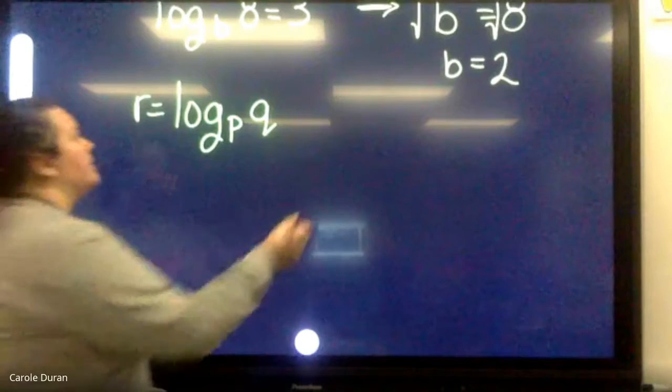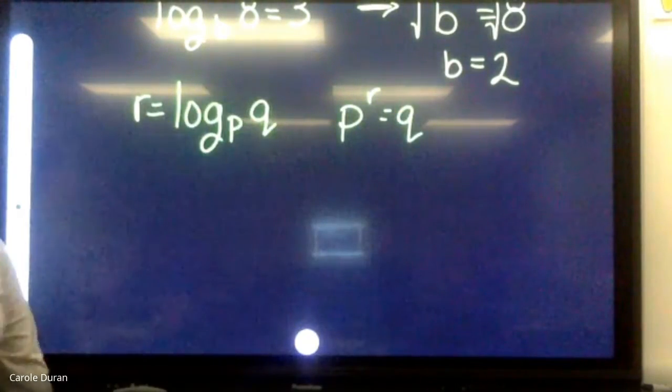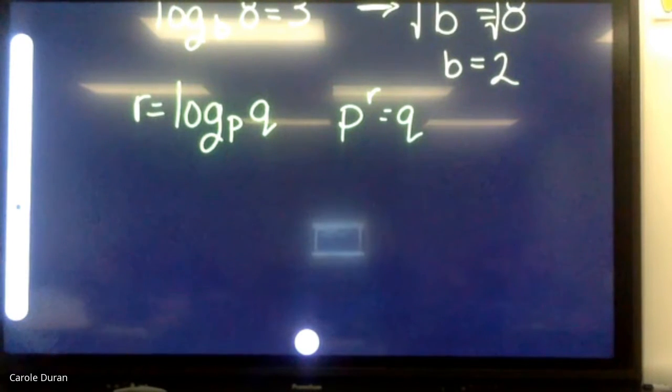p to the r equals q. I cannot solve this one clearly because I don't know what p, r, and q are, but at least I can rewrite it. Any major issues with that?